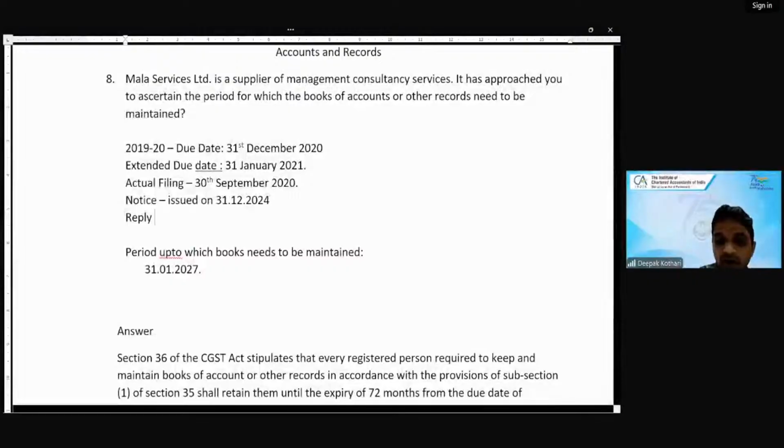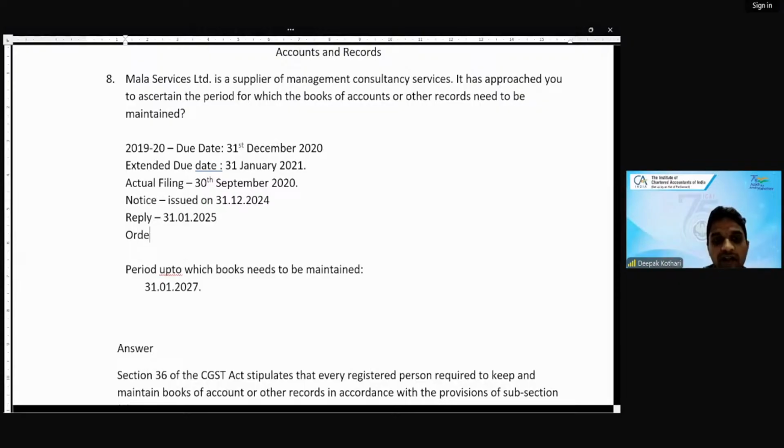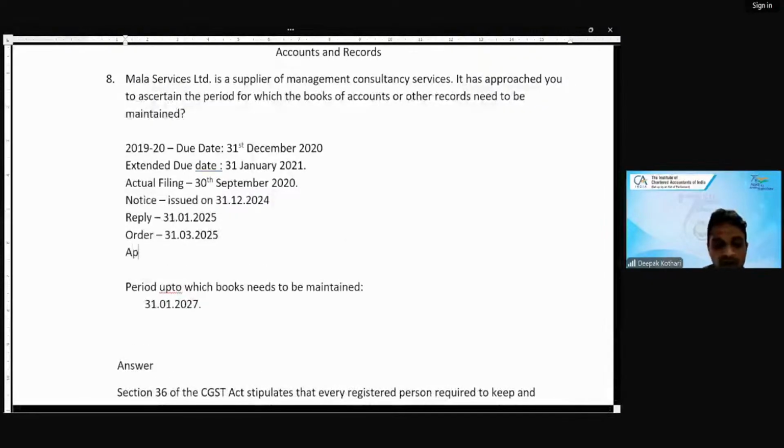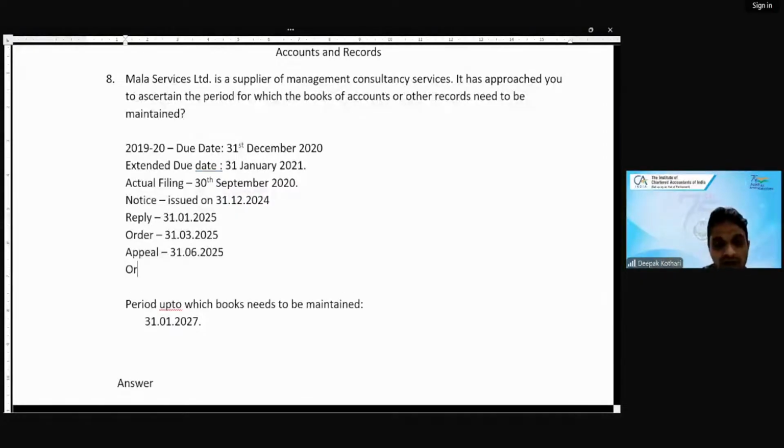You have filed a reply on 31st January 2025. And after that, they have passed an order on the 31st March 2025. Okay. Now, order has been passed. You are not agreeing with this order. If you would have agreed, you will pay it off, matter gets closed. But you are not agreeing to this order. You have filed an appeal on 31st June 2025. Okay. And the appeal has been decided on 31st March 2027.